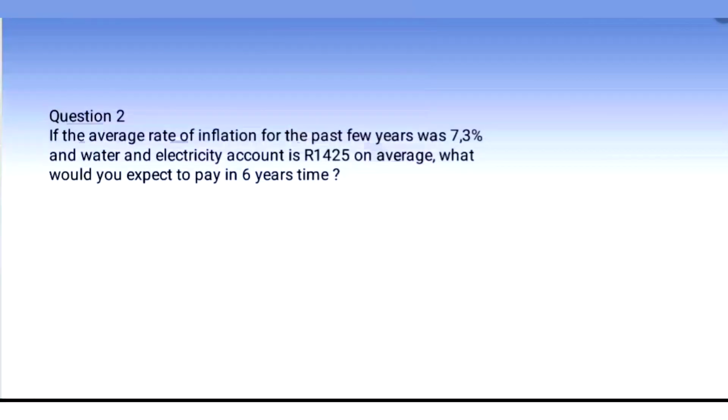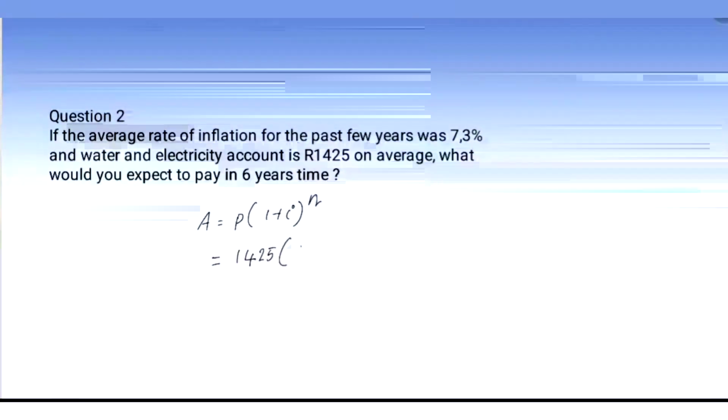Question 2. If the average rate of inflation for the past few years was 7.3% and the water and electricity account is around 1,425 on average, what would you expect to pay in 6 years' time? Here also inflation is there, so you have to use the compound interest formula. So your expectation in future. Here also, like the previous question, you have to find the value of A. So just write the formula. A is equal to P(1 + i)^n, where P is the initial amount, that is 1,425.